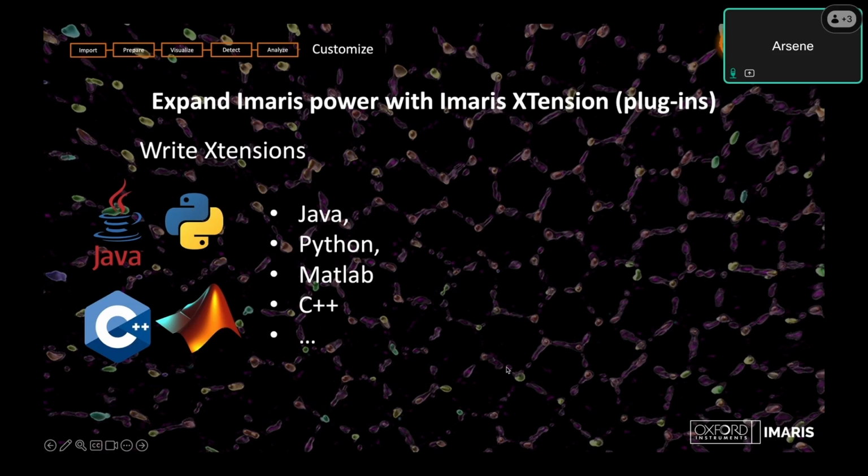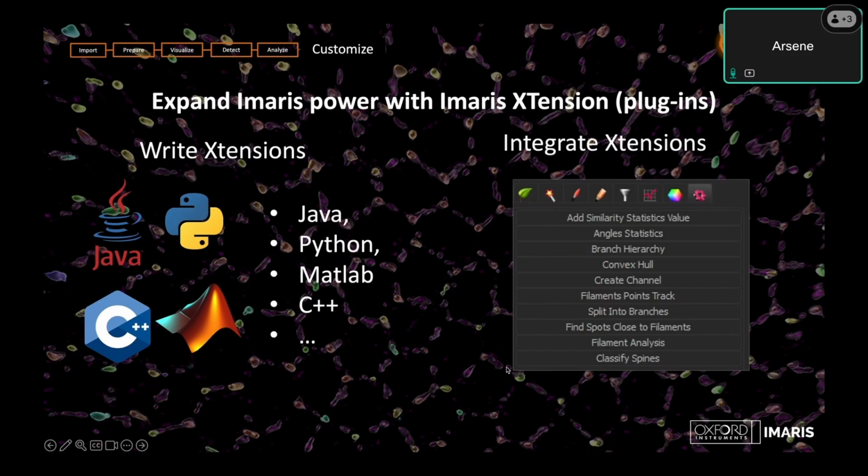So once integrated, the extension appears as a button in the IMARIS interface like this. So you open the image in IMARIS, and you can click this button to send the image to, for example, MATLAB or Python for processing, then send back the result to IMARIS for further visualization and analysis. The previous example I showed in the filament tracer, the convex hull extension, is working like this.